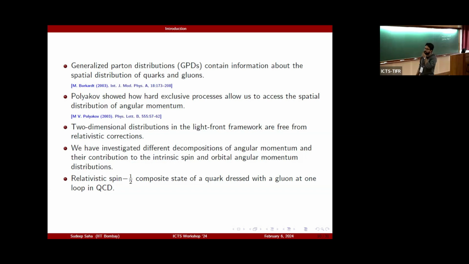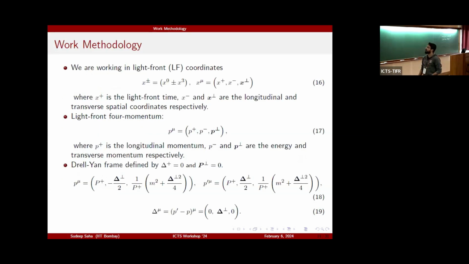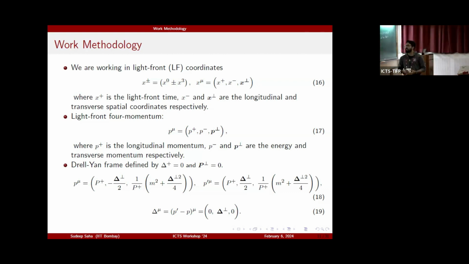So next, our work methodology. We are working in the light front coordinates, where x plus is the light front time, x minus and x perp are longitudinal and transverse components respectively. Similarly, we can define the light front 4-momentum, where p plus is the longitudinal momentum, p minus and p perp are energy and transverse momentum respectively. We are working in a frame where the longitudinal momentum transfer and the average momentum of the system is 0, R0.